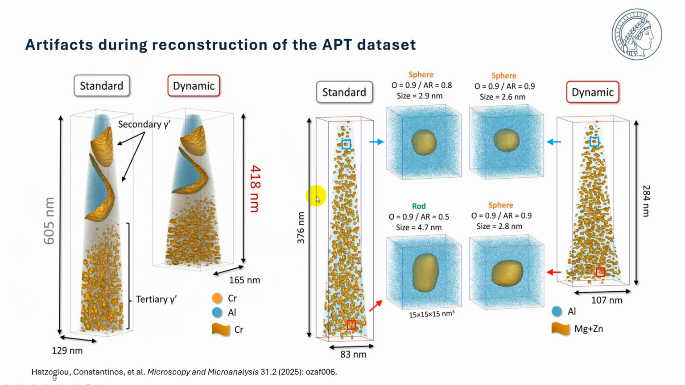Also, you can find that for this standard reconstruction protocol, from the beginning to the end, you will find a trend in the shape of precipitates in your tip. This is obviously an artifact. But if you use dynamic voltage reconstruction, from the top to the bottom, you will find the precipitates keep a spherical shape, which means the artifacts have been inhibited. So why?